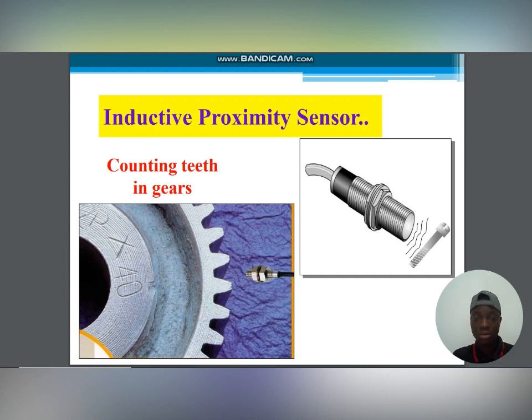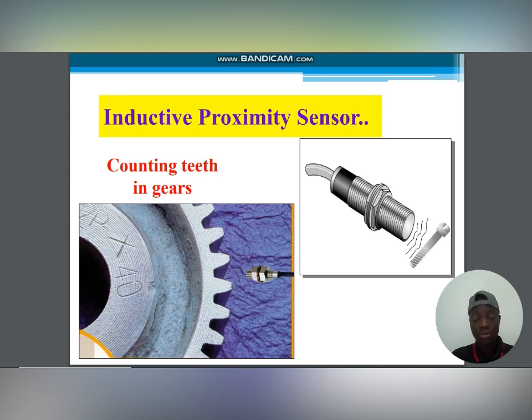One of the applications of inductive proximity sensor is that it can be used in counting teeth in gears. Since the basic use of the inductive proximity sensor is to detect metals, it's safe to say that the inductive proximity sensor can be used in counting teeth in gears.